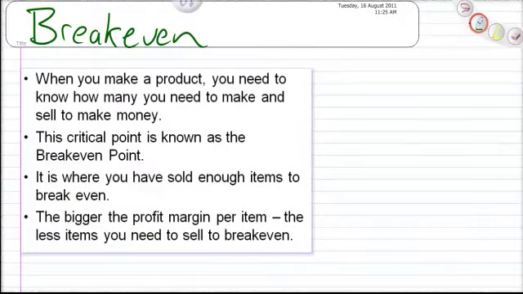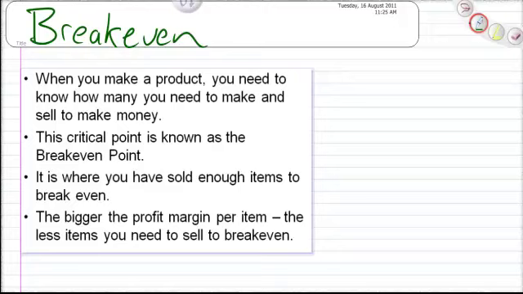Okay, the next bit that we're looking at is the break-even point as it relates to business. So this is not like the break-even point in shares. This is a break-even point in terms of manufacturing and making a profit. So when you start your business and you're making a product, you want to know how many of them you need to sell to break even, so to start making your money.